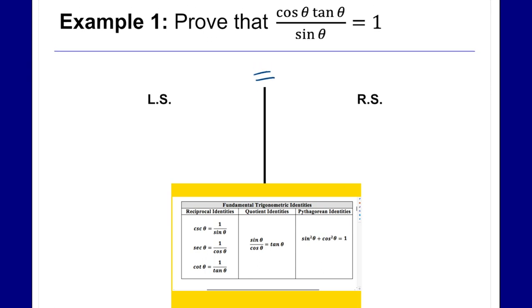The right side right now is easy. The right side just equals 1. There's nothing else we can put there. It's as simplified as it's going to get. The left side, we have cos theta times tan theta divided by sine theta. And our goal is to get this left side to equal the right side. So I want to somehow change cos theta times tan theta divided by sine theta to get us 1.